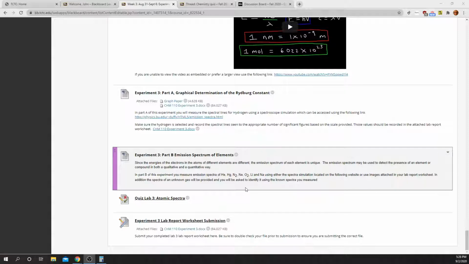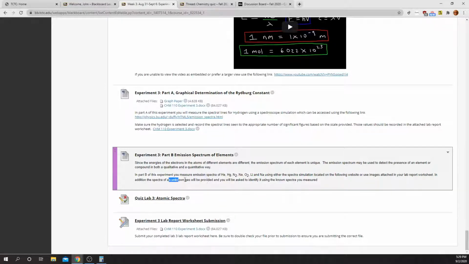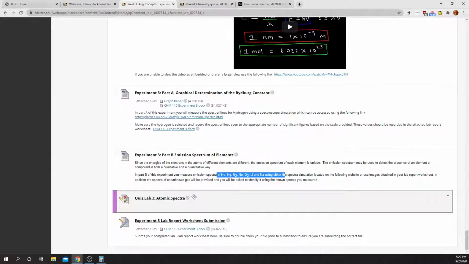So what you're going to do is look at the emission spectra of a number of different gases using the spectra simulation. And then you are going to look at an unknown gas. And you will say, okay, this unknown gas is this element because it has those lines. It should match one of them. So you'll compare the unknown gas to these known gases, and doing that, you'll be able to identify what the unknown gas is, because the emission spectrum of each element is a nice little fingerprint.